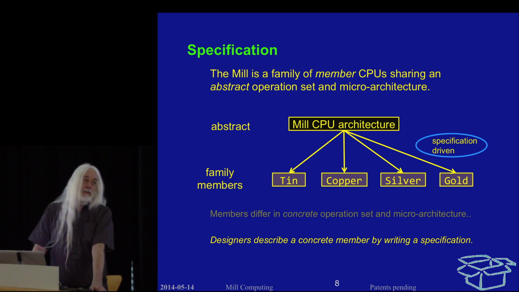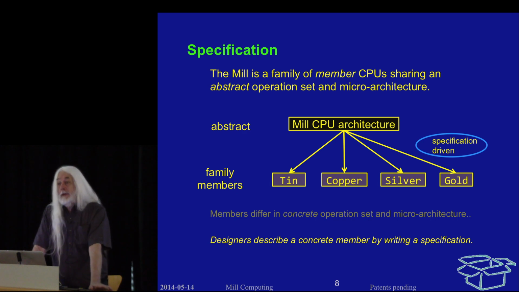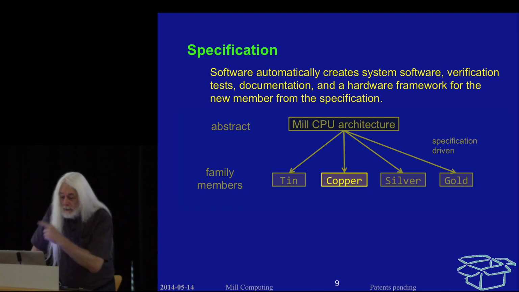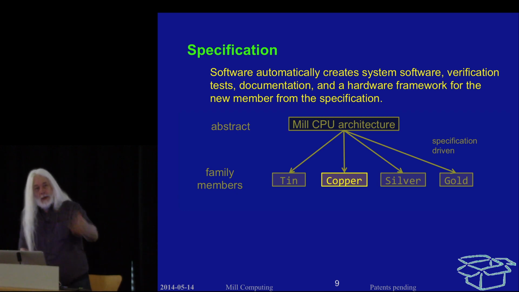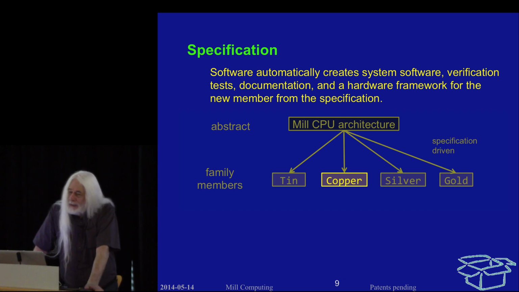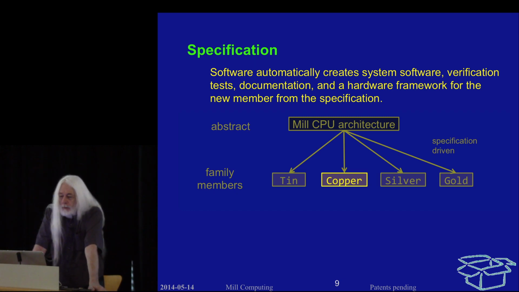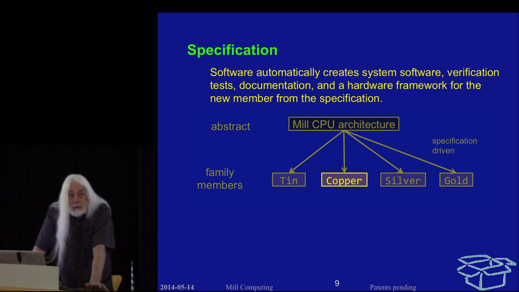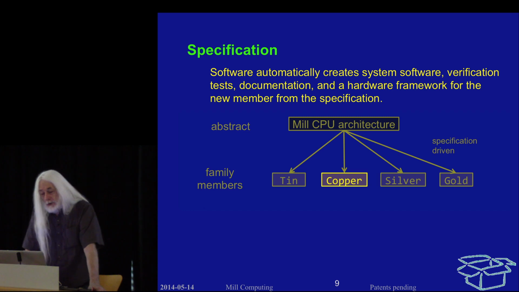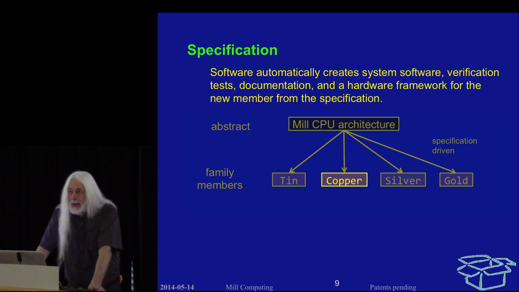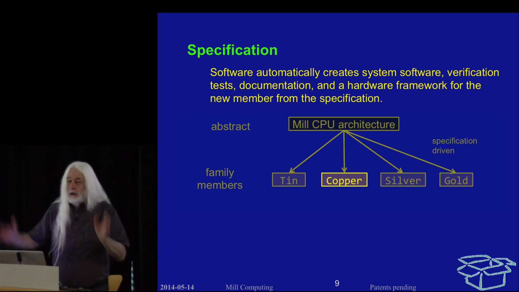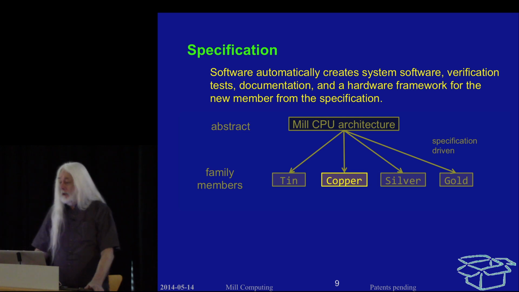You create a concrete family member by writing a specification. You'll see that. In fact, we're going to do one. Now, from the specification, which gives you a tin or a copper or whatever, our tools mechanically generate system software such as compilers, assemblers, debuggers, the simulator itself, verification tests mechanically produced, custom for the individual capabilities of the machine, internal and eventually external documentation, and the hardware framework that the hardware guys use to glue other stuff around and fold and turn into gates.